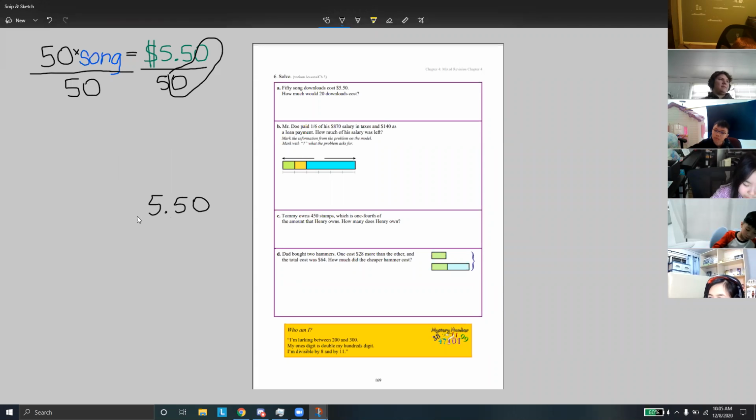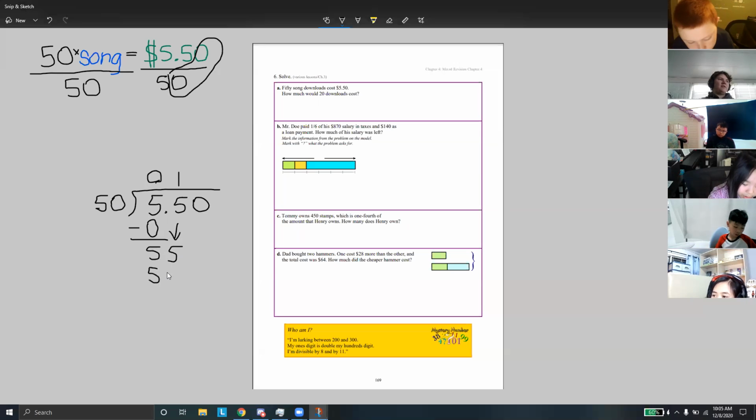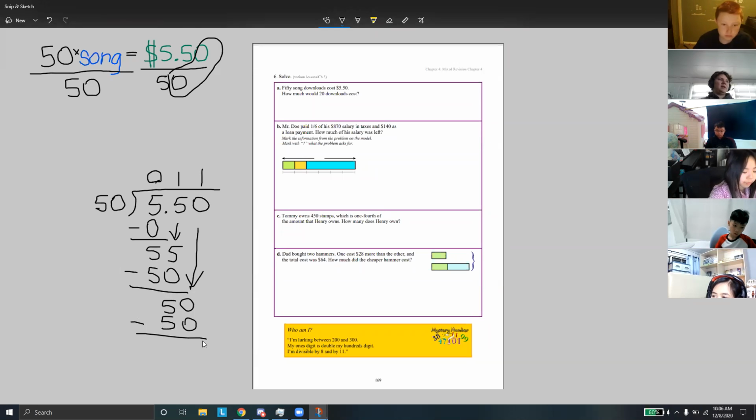$5.50 divided by 50. Did you guys do this on your paper or no? 50 goes into 5 0 times. 0 times 50 is 0. 5 minus 0 is 5. Drop the 5. 50 goes into 55 one time. 1 times 50 is 50. 55 minus 50 is 5. Drop the 0. 50 goes into 50 one time. 50 times 1 is 50. 50 minus 50 is 0. Decimal goes straight up.